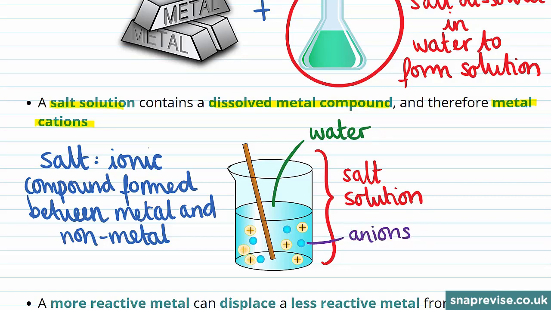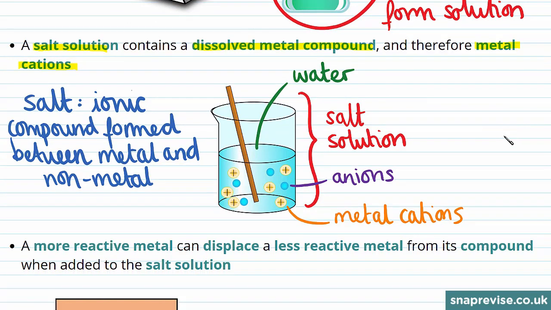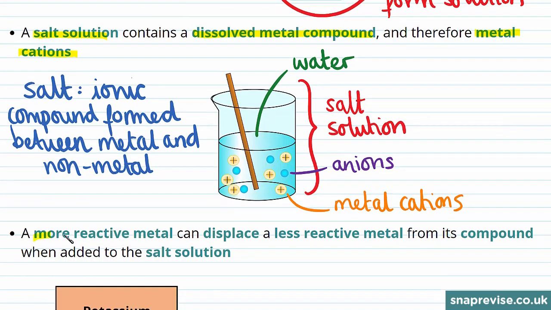As always for the reaction between a metal and a non-metal, in the formation of this ionic compound that we've then dissolved in water, our non-metal will form an anion by gaining an electron, and our metal will form cations by losing electrons. It's the fact that a salt solution contains metal cations which makes it useful for determining the reactivity of a metal. This is because a more reactive metal will displace a less reactive metal from its compound when it's added to the salt solution.